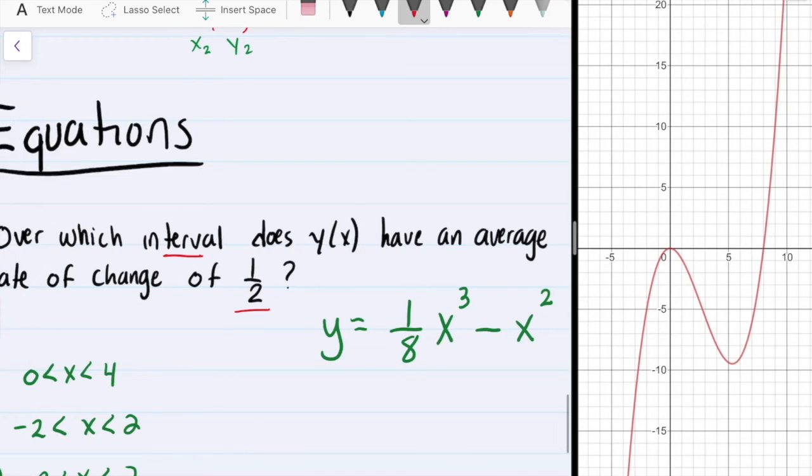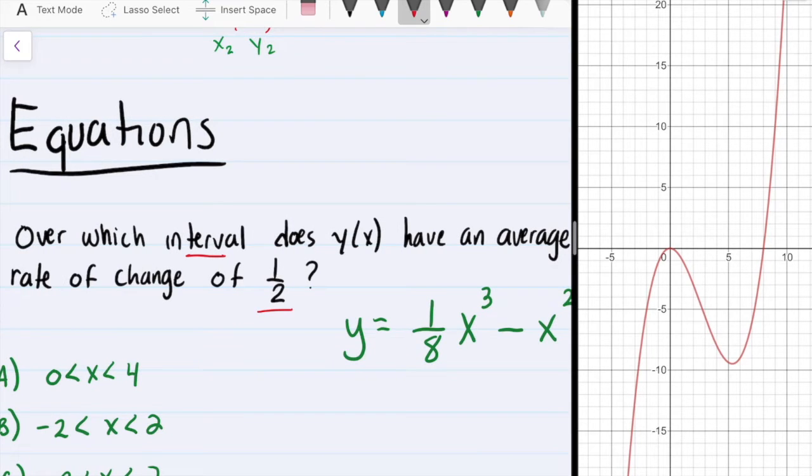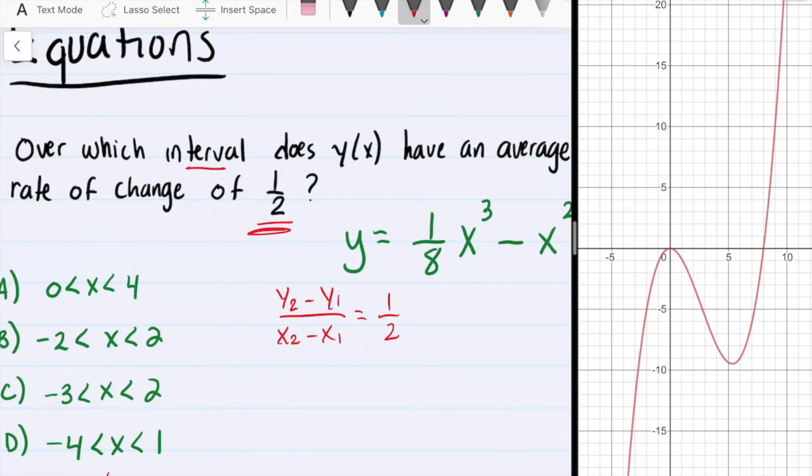So I'm going to find the slope using, again, our fun little formula: y2 minus y1 over x2 minus x1. And we find the slope. And we want to make sure our answer is going to be 1 over 2. That's the point, right? So the first point, let's write it as a point. Letter A, when my x is 0 and when my x is 4. But let's find out what's the y.